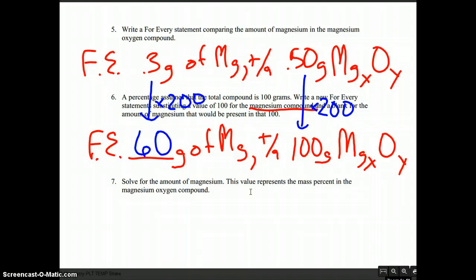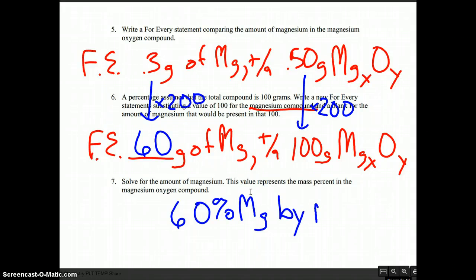Okay, and so it says solve for the amount of magnesium, which we just did. This value represents the mass percent of magnesium in the magnesium oxygen compound. So what this is saying is that this compound is 60%, and this is the important part. We can't just leave it as a percent. This is 60% Mg, and specifically that's by mass, because I was comparing grams to grams. I wasn't comparing milliliters to milliliters. I wasn't comparing moles to moles. I wasn't comparing atoms to molecules. I was comparing grams to grams.